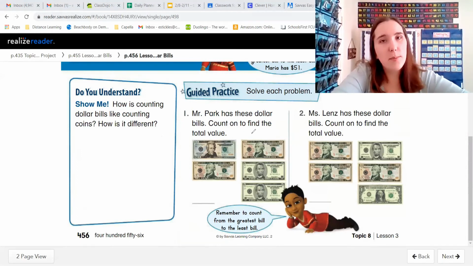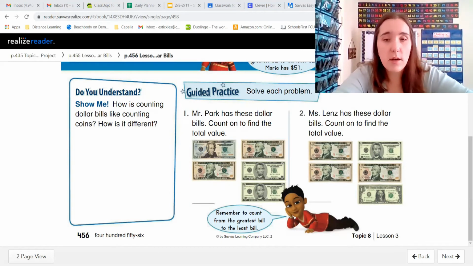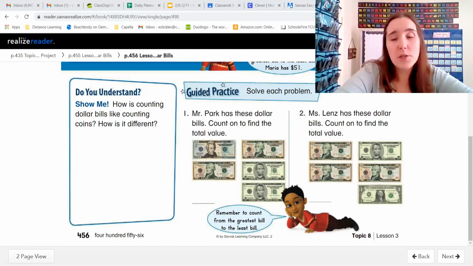So with dollar bills, the nice thing is that you don't really need to write what they're worth next to them because it actually says it on the bill. So it says 20, that's worth $20. These say 10, they're worth $10. And these ones say 5, which means they're worth $5. So all we have to do is just count on.